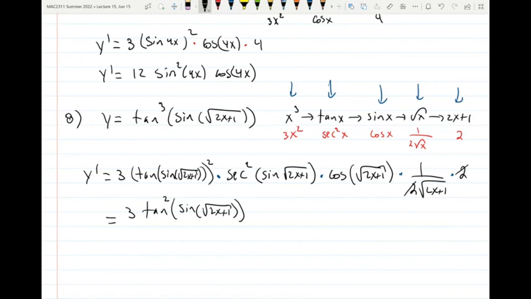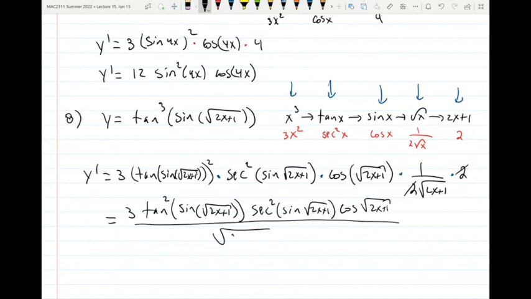So it's tangent squared, then times secant squared of sine of the square root of 2x plus 1, times cosine of the square root of 2x plus 1, all over the square root of 2x plus 1. That's the derivative.